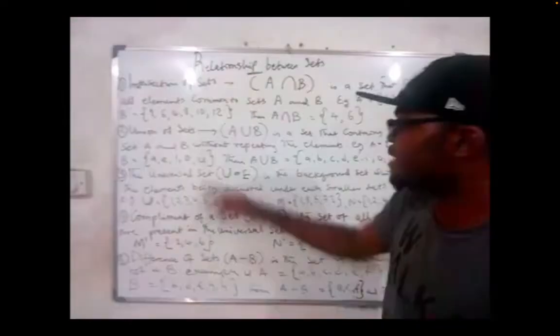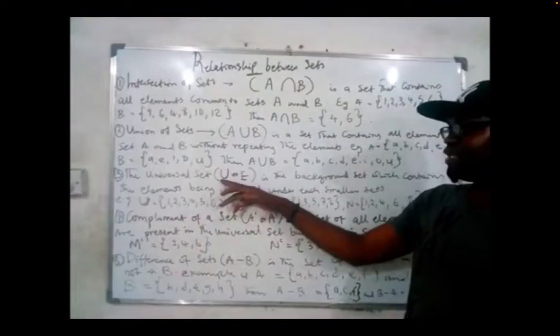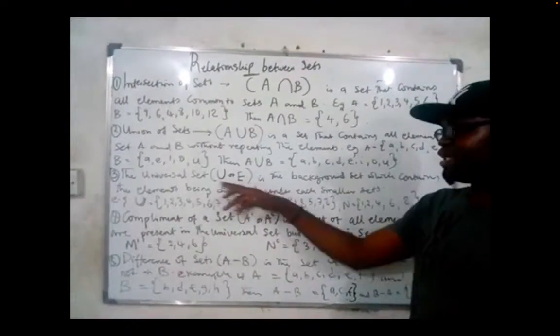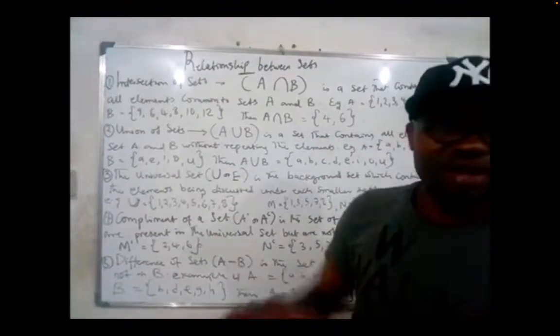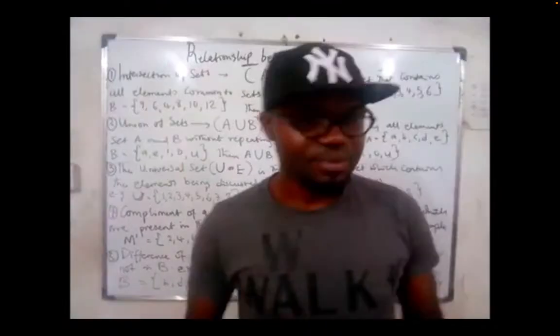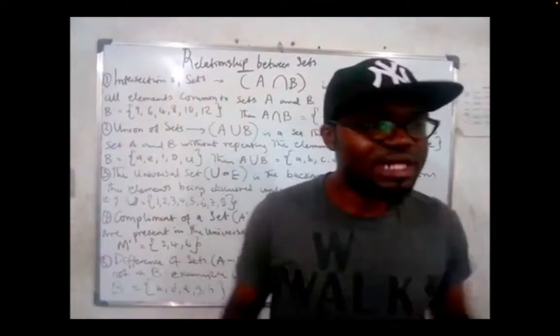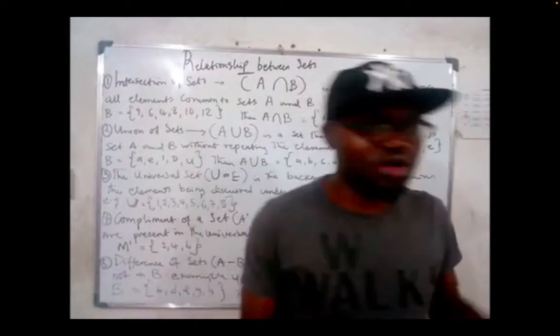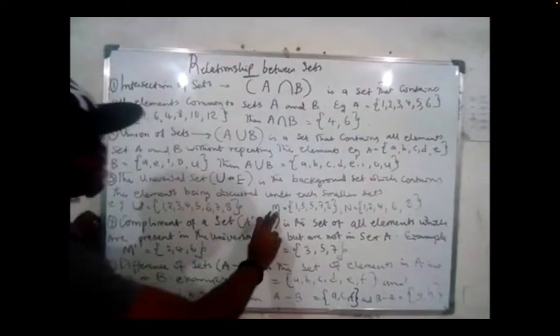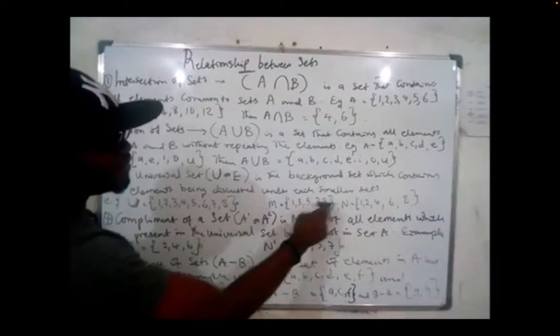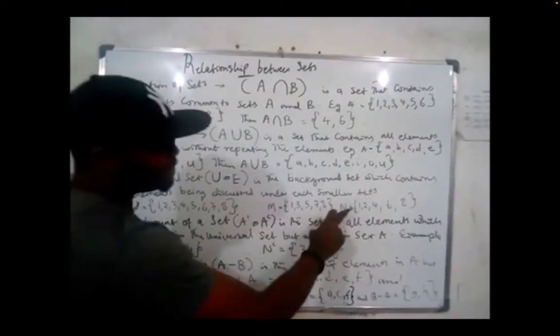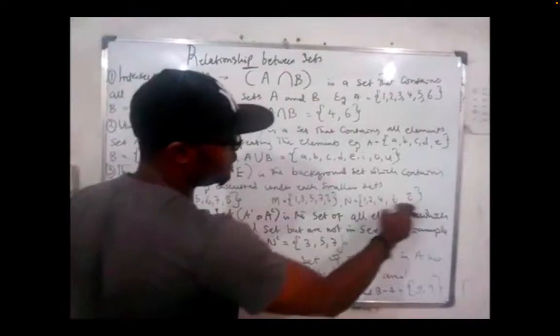Now, universal set. Universal set is represented with capital letter U or E, and it's actually the background set. You understand? That contains all the sets that you're considering at the moment. Like say you're considering this set M that contains 1, 3, 5, 7, 8. And you're also considering set N that contains 1, 2, 4, 6, 8. What is the universal set?